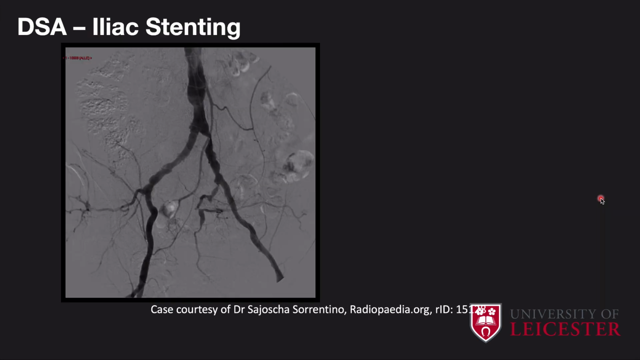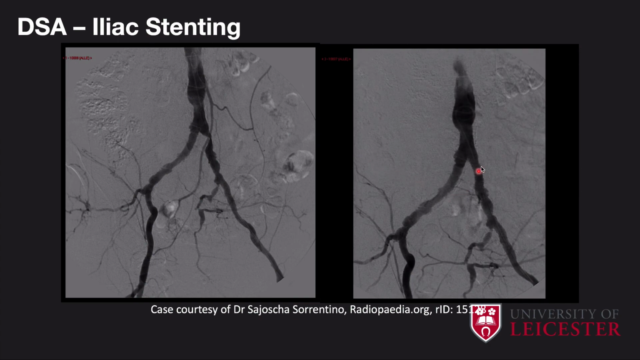The same concept is being shown here. Instead of a balloon, we now use a stent to open up a segment of the narrow iliac artery.